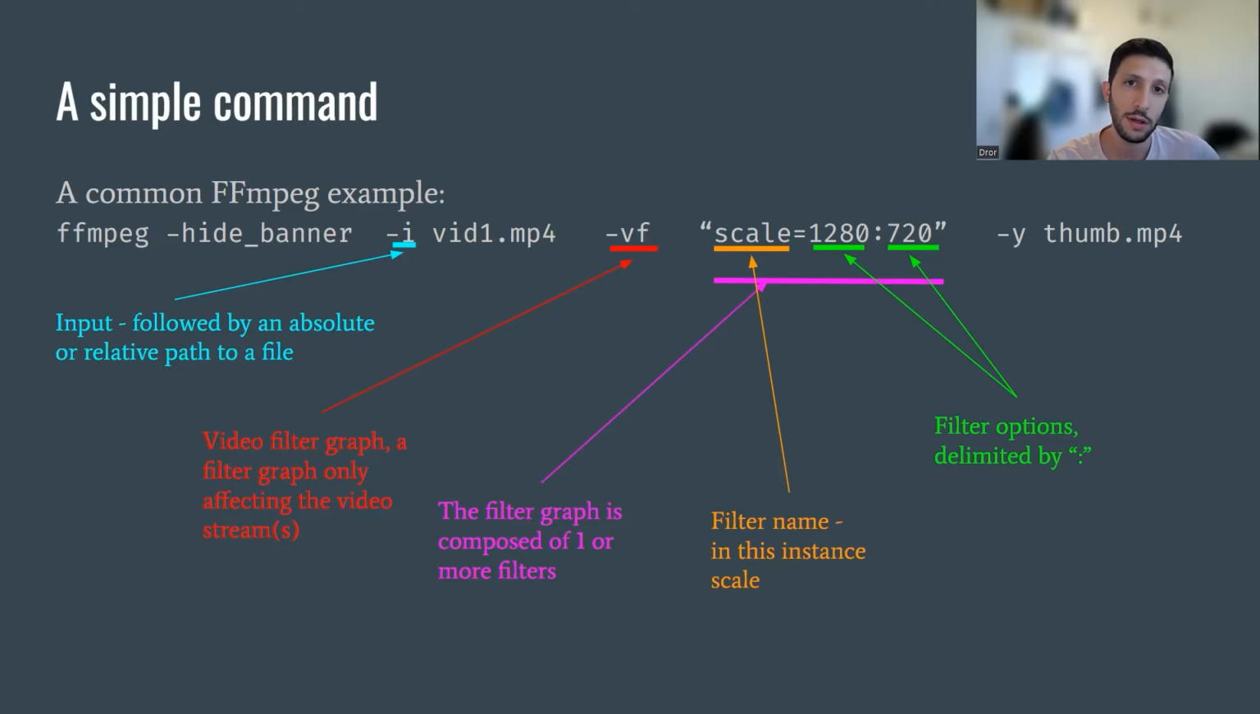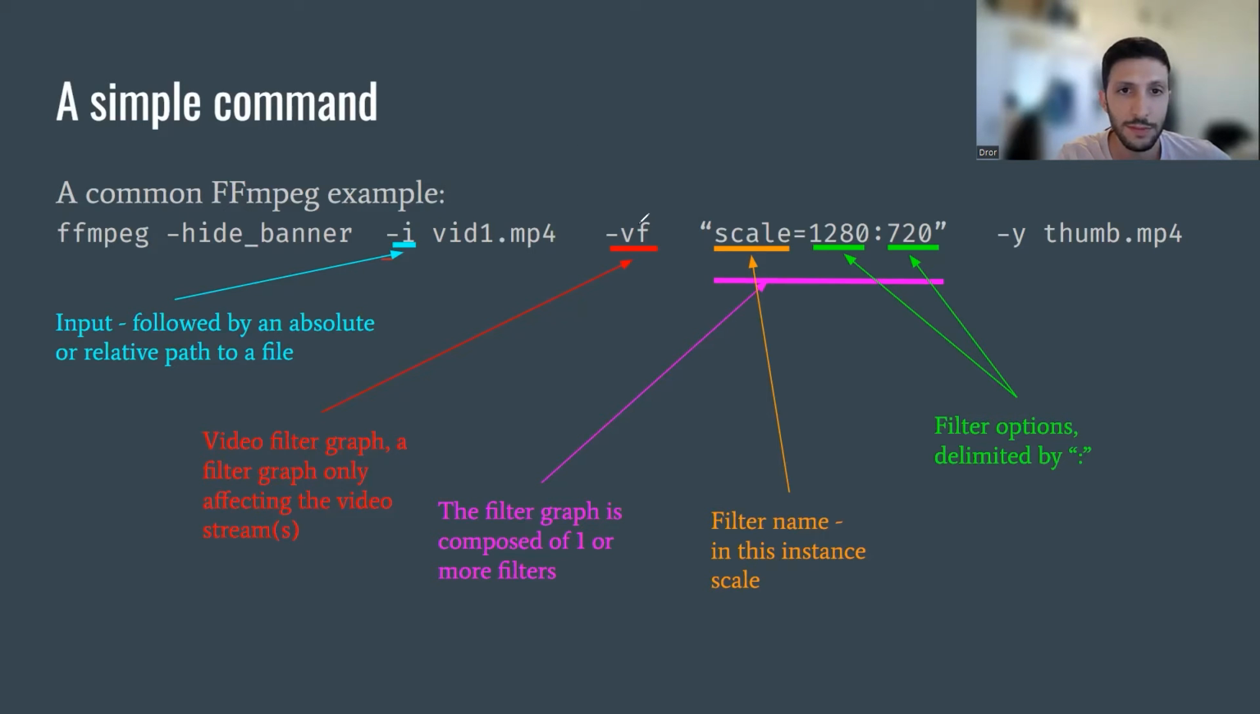Back to the topic. The most common example you'd usually find for FFmpeg usage is a single command using a single filter, something like this. This example basically just scales your video to 1280 by 720. Even though I made this one up, I'm sure there are plenty of people who had this as their Google search result. So obviously the I stands for input, it's followed by a file path.